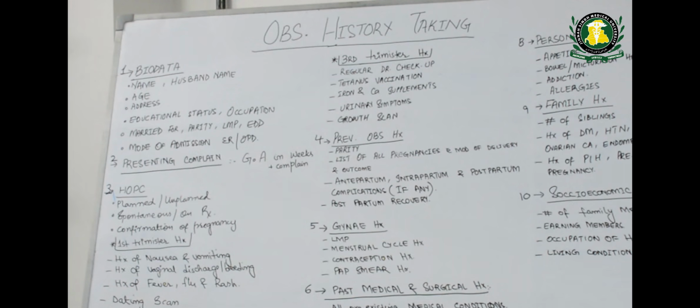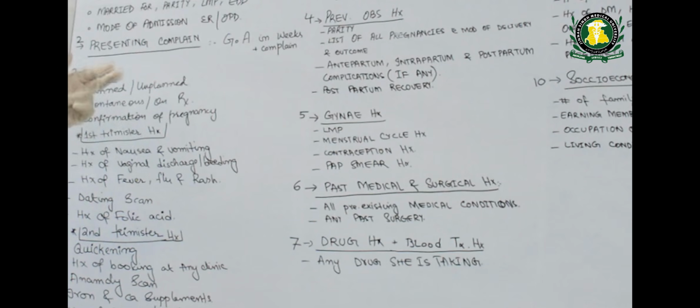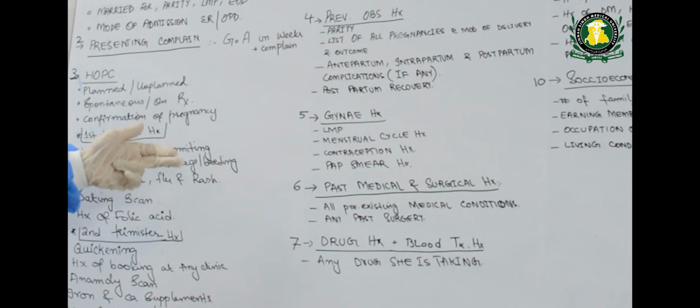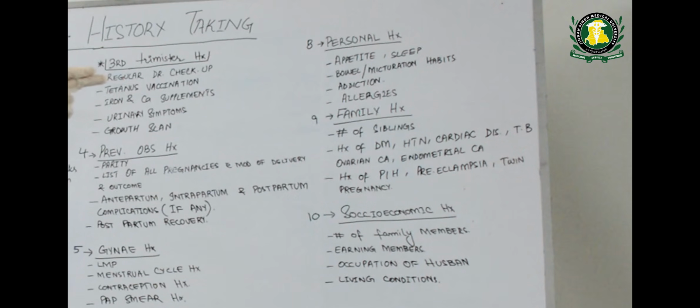First of all, I will tell you what are the important components of obstetrical history taking. There are 10 important components of obstetrical history taking. First is biodata, second is presenting complaint, third is history of presenting complaint, fourth is previous obstetrical history, fifth is gynae history, sixth is past medical and surgical history, seventh drug history and blood transfusion history, eighth is personal history, ninth family history, and tenth is the socio-economic history.